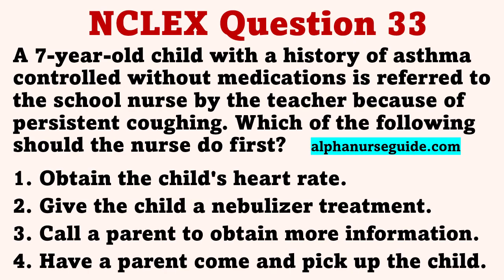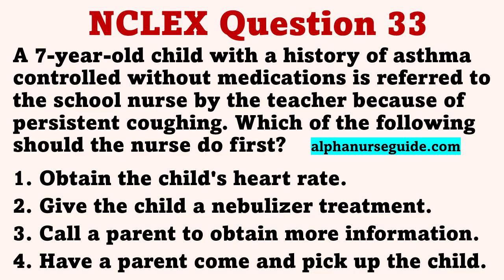A 7-year-old child with a history of asthma controlled without medications is referred to the school nurse by the teacher because of persistent coughing. Which of the following should the nurse do first? 1. Obtain the child's heart rate. 2. Give the child a nebulizer treatment. 3. Call a parent to obtain more information. 4. Have a parent come and pick up the child.